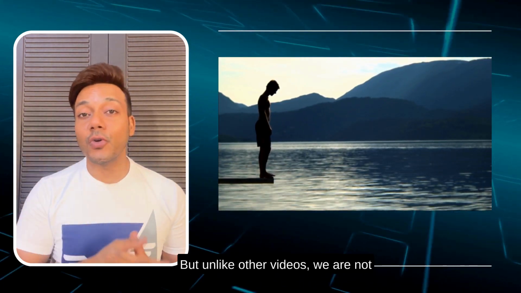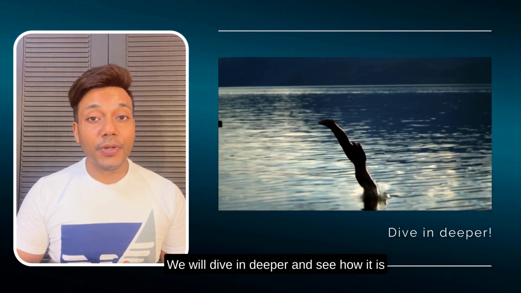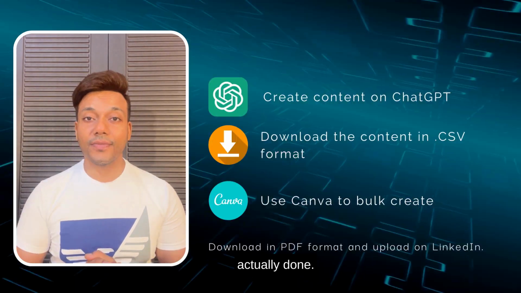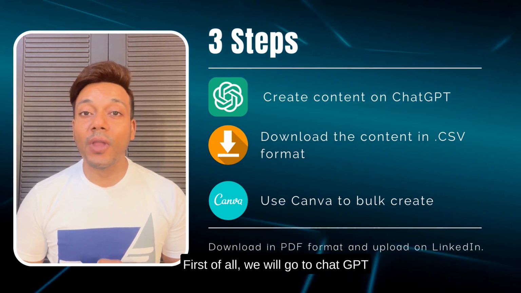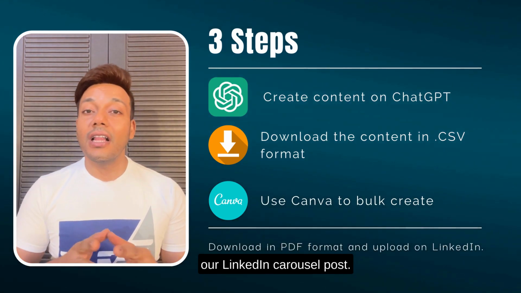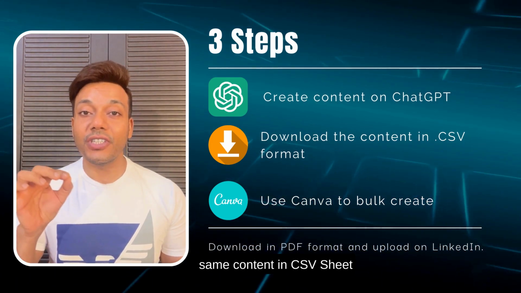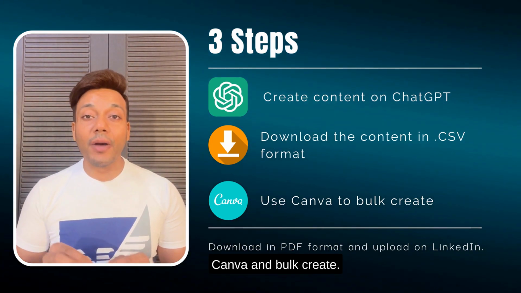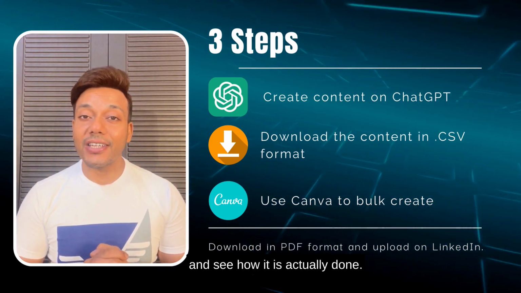But unlike other videos, we are not going to stay at the surface. We will dive in deeper and see how it is actually done. And we will do this in 3 steps. First of all, we will go to ChatGPT and create content for our LinkedIn carousel post. Then we will download the same content in a .csv sheet, and then we will go to Canva and bulk create. So let us quickly go and see how it is actually done.